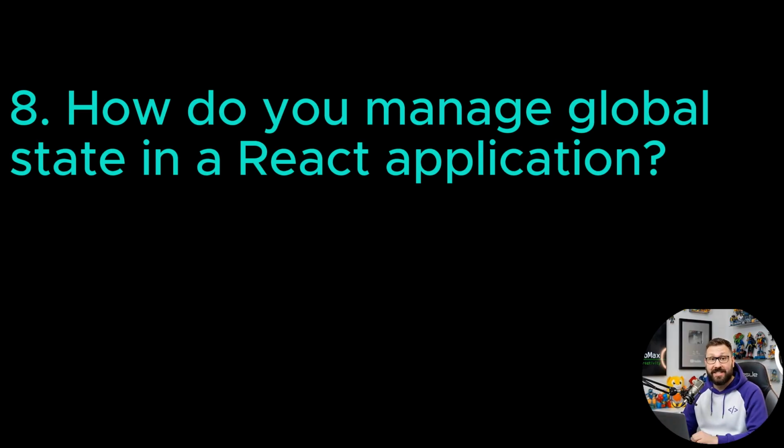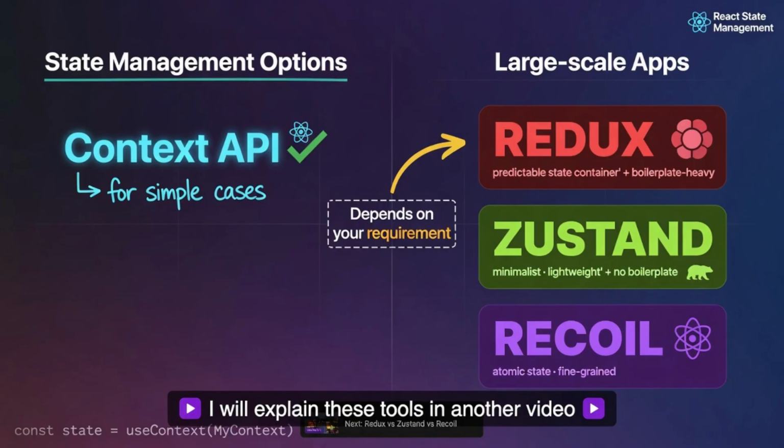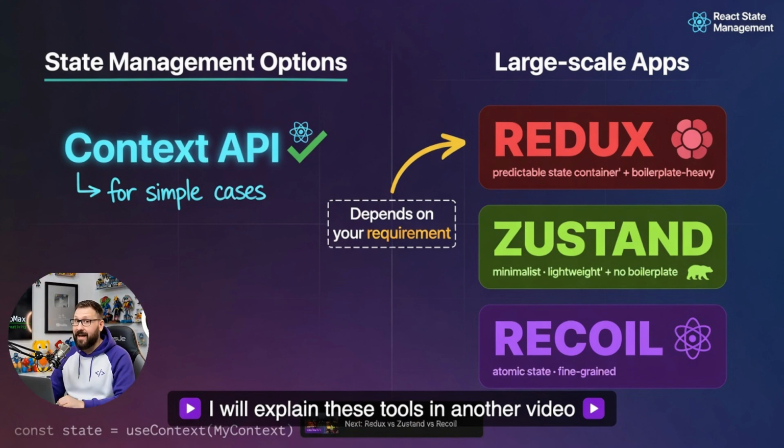How do you manage global state in a React application? We can use Context API for simple cases. For large-scale applications, we can go for Redux, Zustand, or Recoil. This depends on your requirement. I will explain these tools in another video.